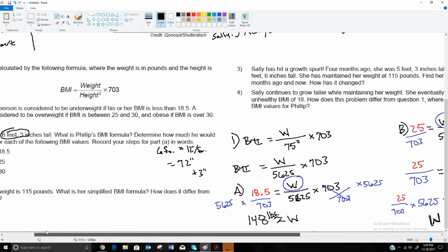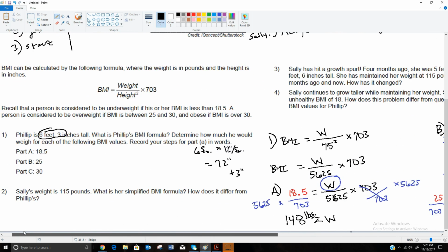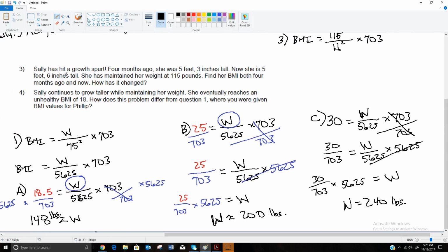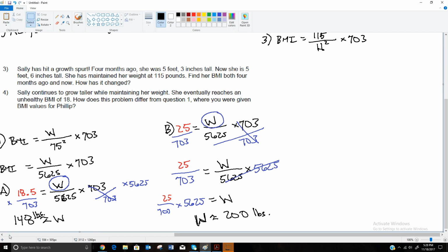So that's it for number 3. It says, what's her simplified BMI formula? How does it differ? It differs because we have the weight instead of the height. And it says that Sally has hit a growth spurt. 4 months ago, she was 5 feet 3 inches tall. Now she's 5 feet 6 inches tall. She's maintained her weight of 115. Find her BMI both 4 months ago and now. How much has it changed? And I'm going to pause for a second. I've got to give myself a little writing space over here.